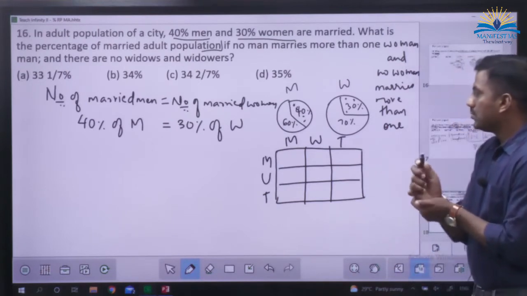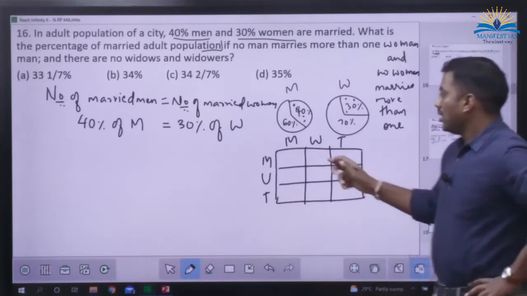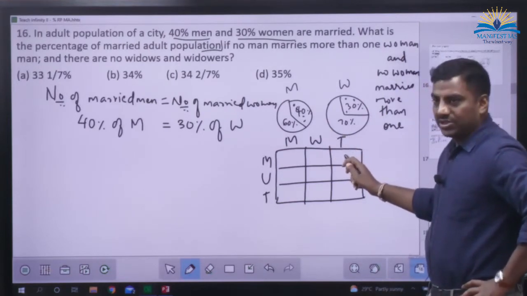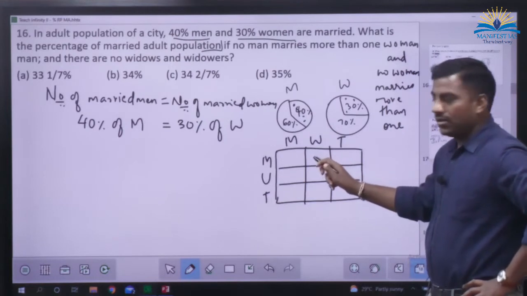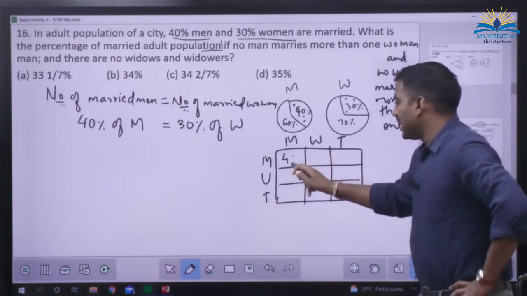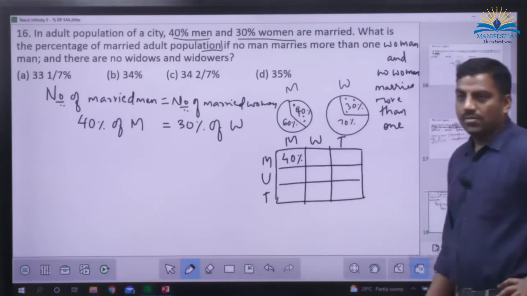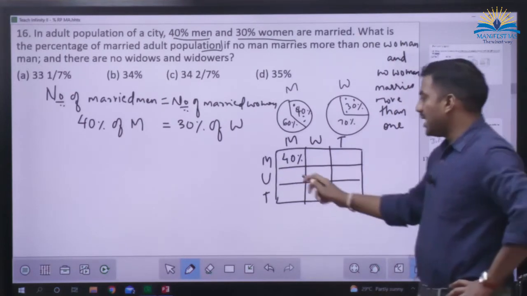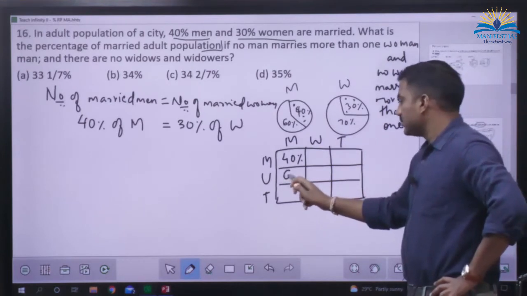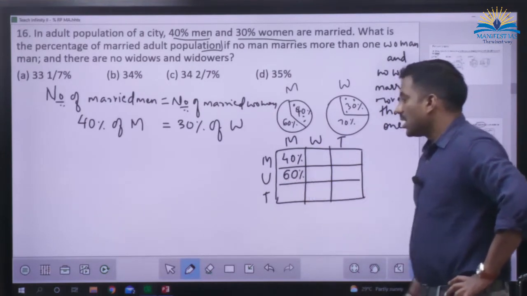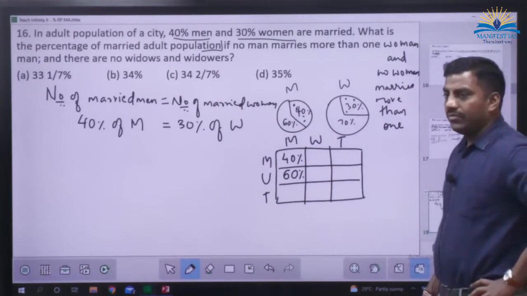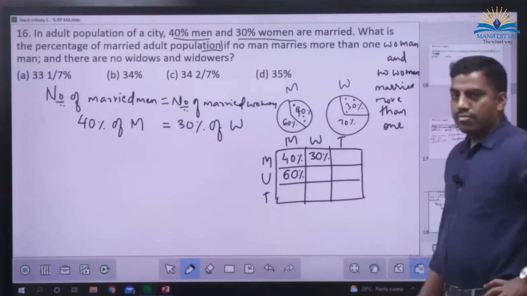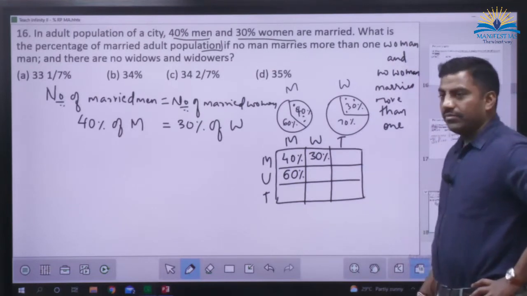Now, if you take the total men population, among that 40% are married, correct? Among the men, 40% are married. So how many are unmarried? Among the women, how many are married? How many are unmarried?